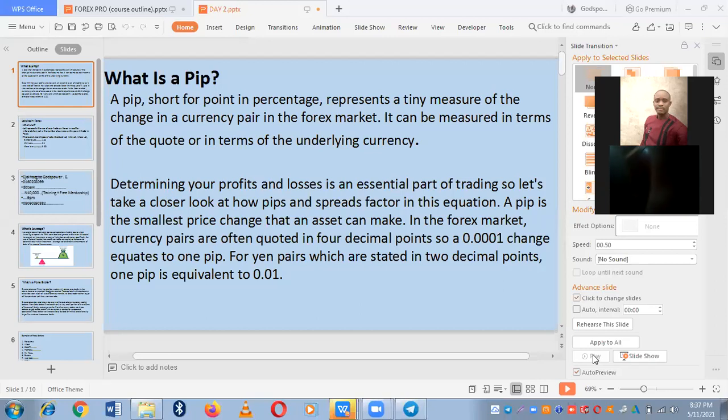I repeat, a pip is points in percentage, and it represents a tiny measure of the change in a currency pair in the forex market. It can be measured in terms of the quotes or in terms of the underlying currency. I repeat, determining your profit and losses is an essential part of trading. So let's take a closer look at how pips and spread factor in.